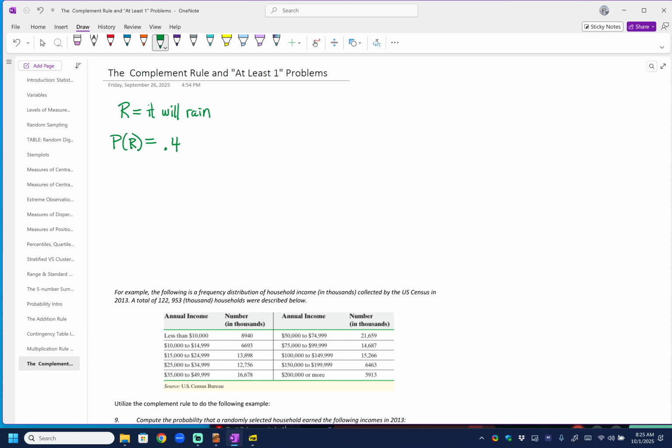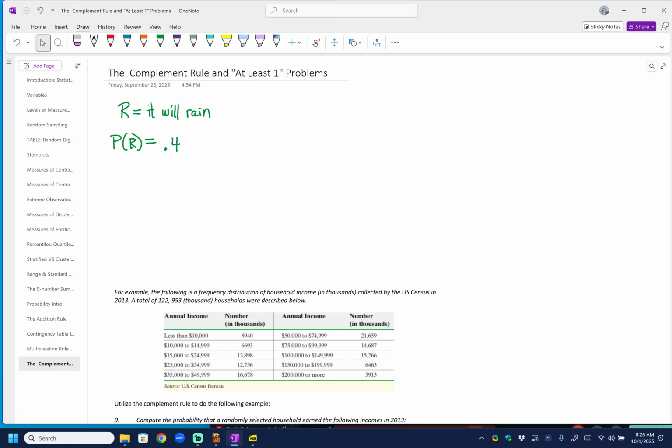In the world of weather, they don't say there's a 0.4 probability. Instead, they say there's a 40% chance. So remember, percentages are just probabilities times 100. Complements in probability represent the possibility of something not happening. And we symbolize it by putting a superscript capital C.